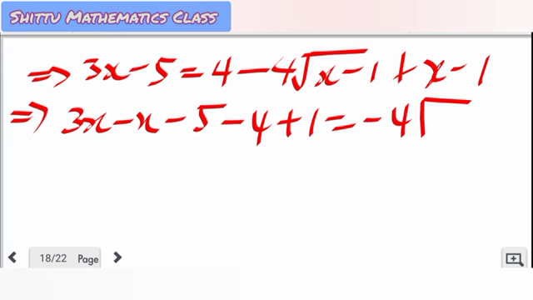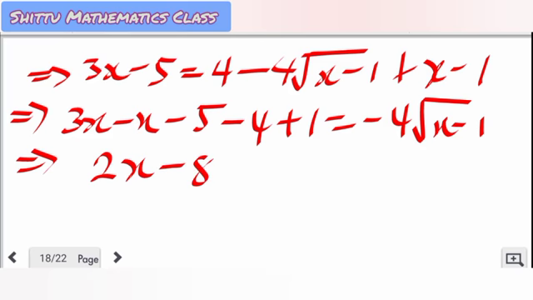Now calculating this together, 3x minus x is going to be 2x, and minus 5 minus 4 is going to give us minus 9, and minus 9 plus 1 is going to give us minus 8. So 2x minus 8 equals minus 4 square root of x minus 1.